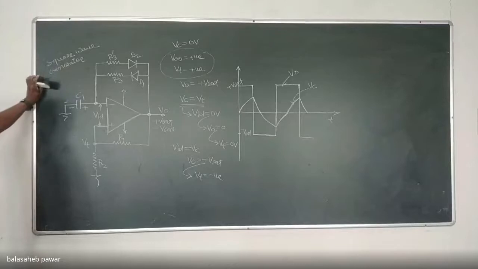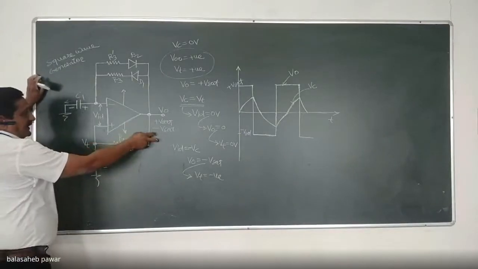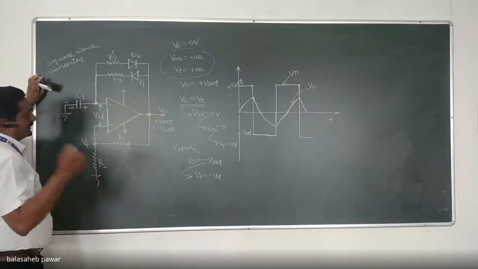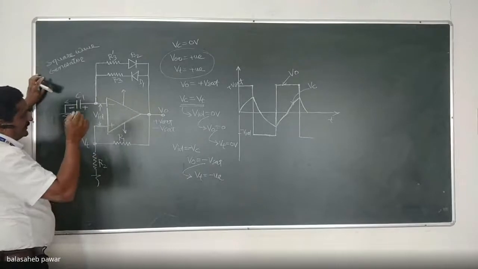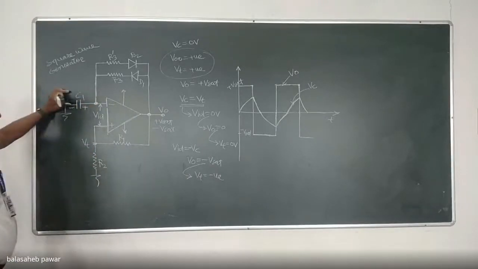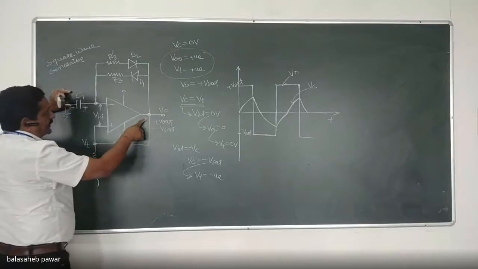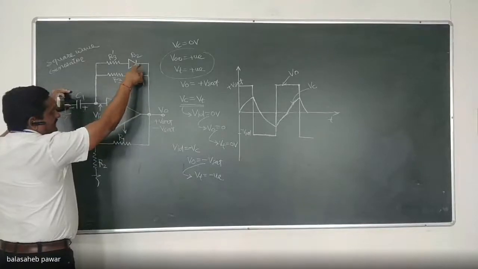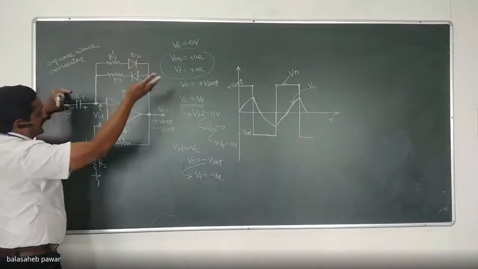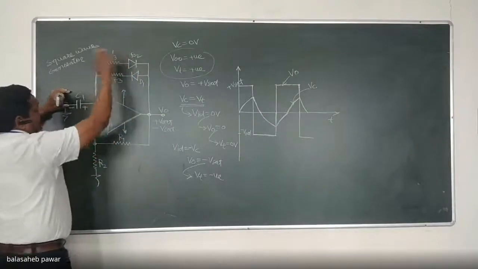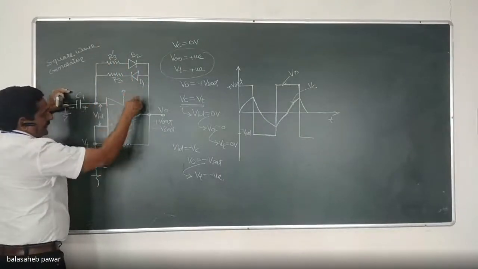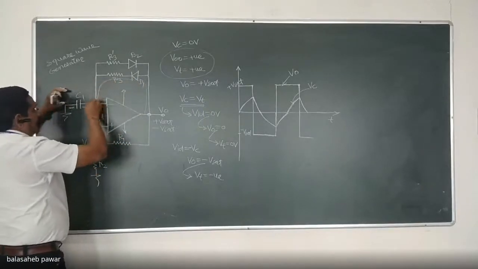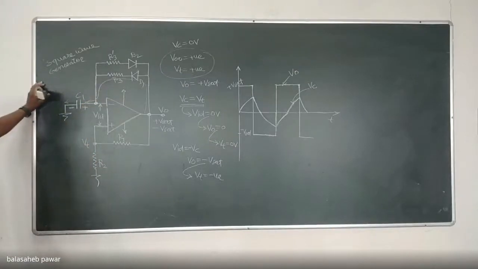So see, you will observe here, whenever output will be plus Vsat, the capacitor will start to charge as per our discussion. What will be the charging path for this capacitor? Whenever output is plus Vsat, you will observe diode D1 will be forward biased while D2 will be reverse biased. As D2 will be reverse biased, it will not conduct, or it will act as an open circuit. So there is no role of R3 dash. And as D1 will be forward, the current will flow through D1 through R3 and the capacitor will charge like this. Correct?